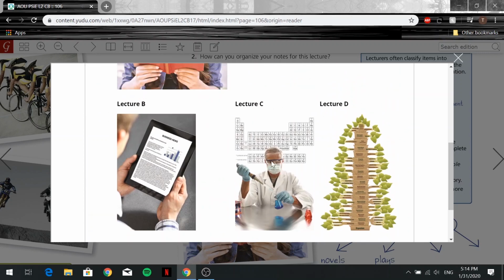Okay, so for lecture C, he talks about elements, and it's divided into 3 different categories. So we have metals, non-metals, and inert gases. And inert gases are gases that don't change. Okay, so for metals, we have iron and zinc. We probably have more examples, but these are the ones he stated. And for non-metals, we have carbon, hydrogen, and oxygen. And for inert gases, we have helium.